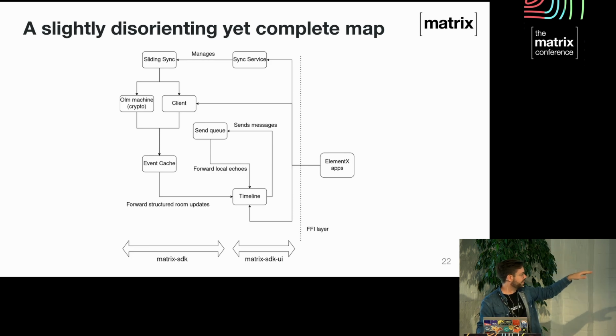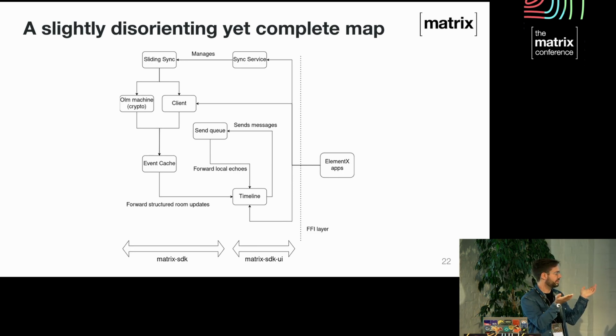And those events will then be forwarded to the event cache that will make better structured room updates that will be listened to by the timeline. And the timeline, well, is also like the view of your room, but also a way to send messages. So these messages are sent to the send queue. The send queue will forward the local echo back to the timeline. And all of this happens magically through the FFI layer.